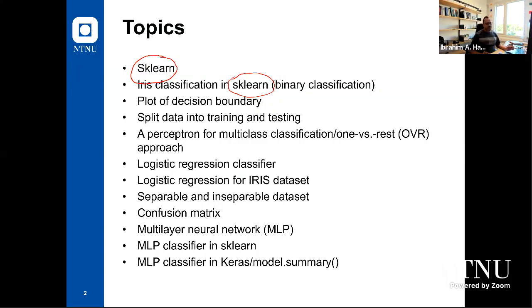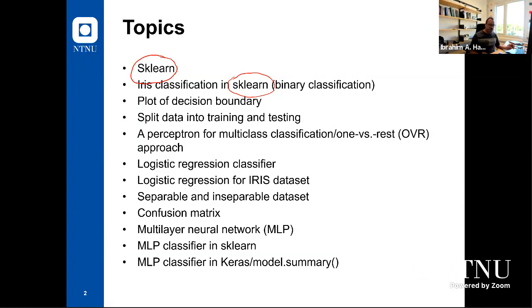What if we have a multi-class classification problem? Multi-class classification problems like the iris dataset, we have 3 classes. It's not yes and no, it's not binary classification, but we have 3 classes, right? So in this case, we need to know how to extend a perceptron for multi-class classification. You know that we use the perceptron for binary classification, but if we have a multi-class classification problem, we need to know how to extend the perceptron for solving it.